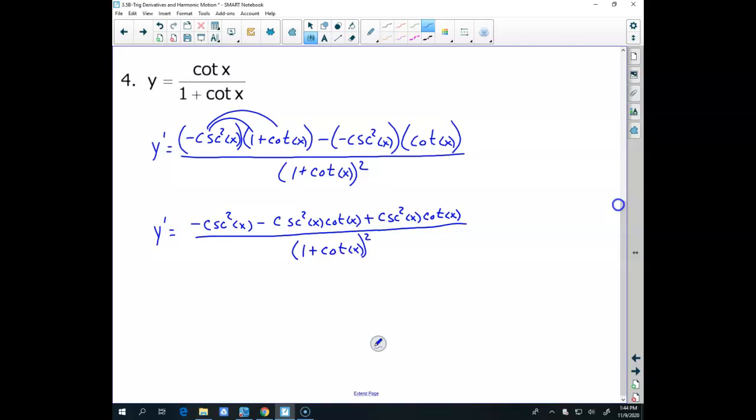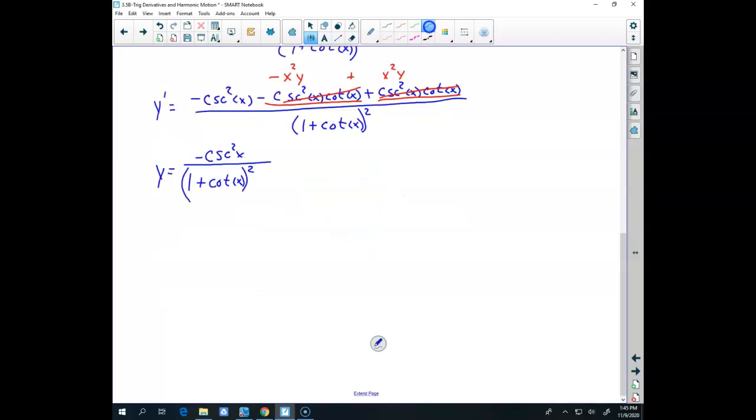And when I'm looking here, hopefully you're identifying that guy and that guy. They're like terms. This is just like an x squared y plus an x squared y. So they're like terms. They cancel each other out. And I can get to y prime equals negative cosecant squared x over 1 plus cotangent x quantity squared. Okay? And what I would do is I would look to see if I can simplify that.